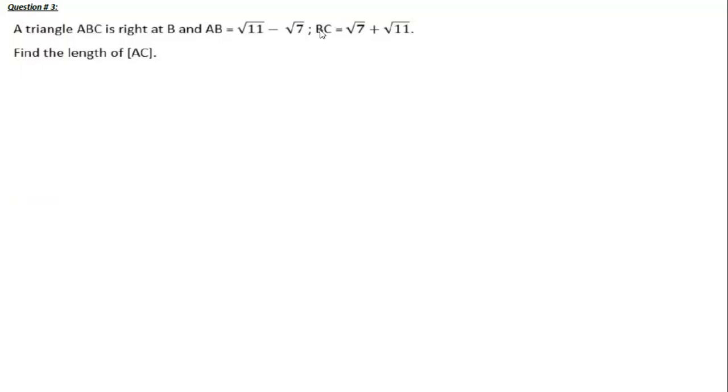We talked a lot about the Pythagorean theorem and the converse of the Pythagorean theorem. Now you notice we are repeating ourselves in every question we are solving. So question number 3, we have, yes Amir, read please. A triangle ABC is right at B, and AB equals radical 11 minus radical 7, and BC is equal to radical 7 plus radical 11. Find the length of AC.